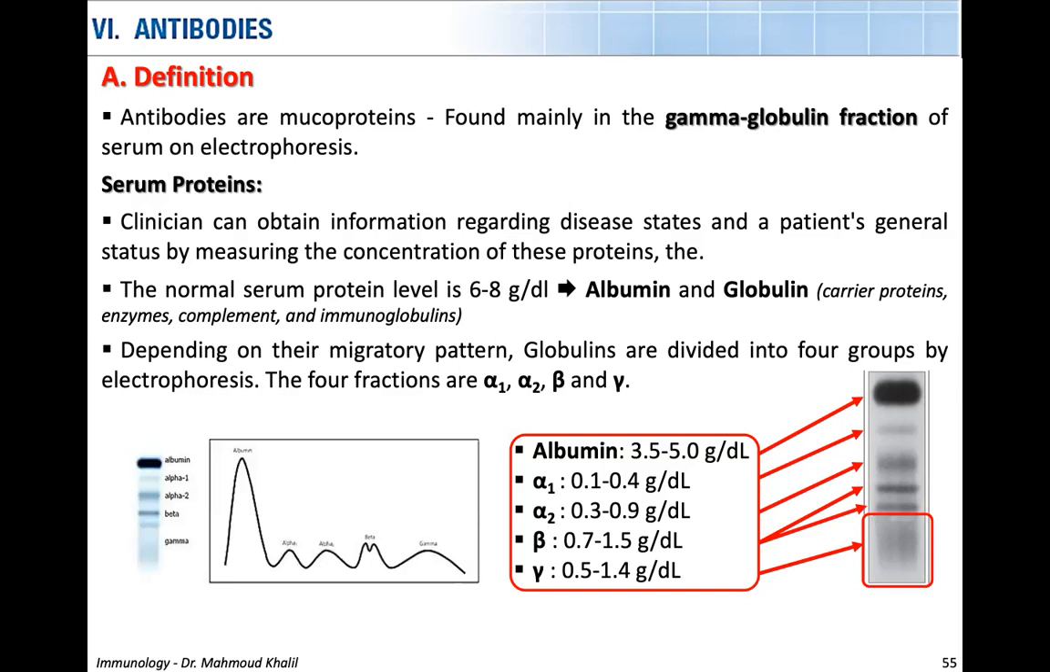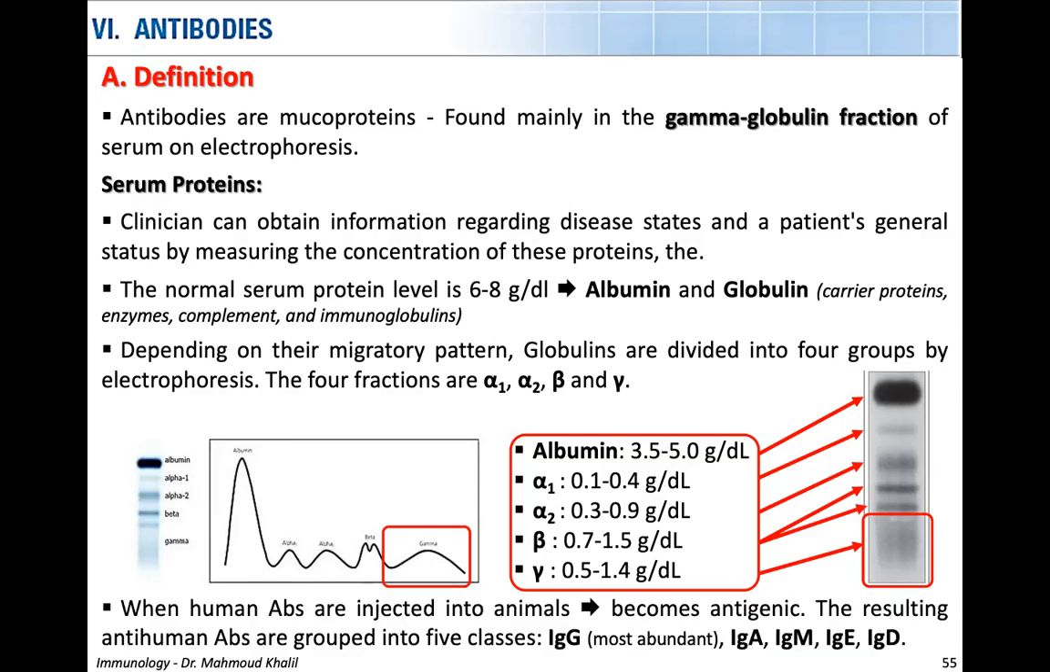We can see it represented as this line chart, which shows the albumin peaking, and this corresponds to the heavier band of the albumin. And you can see the different bands for alpha 1, alpha 2, beta, and gamma. And this gamma actually represents all the different classes of antibodies. They were given this name because originally, when human antibodies were injected into animals, they became antigenic and the animal responded to these antibodies.